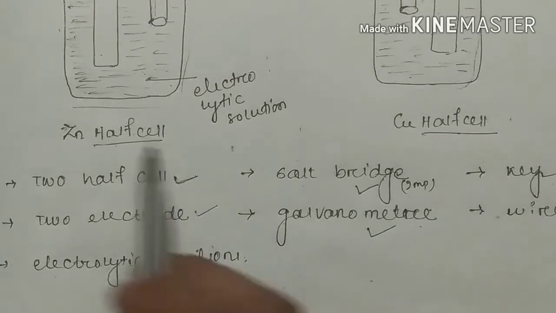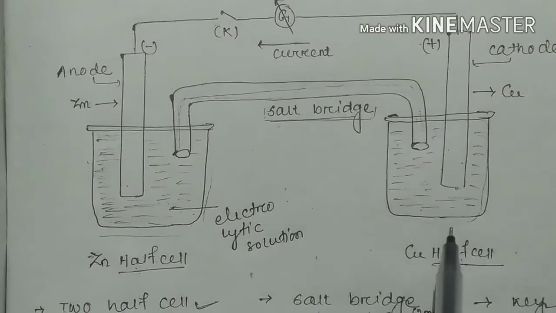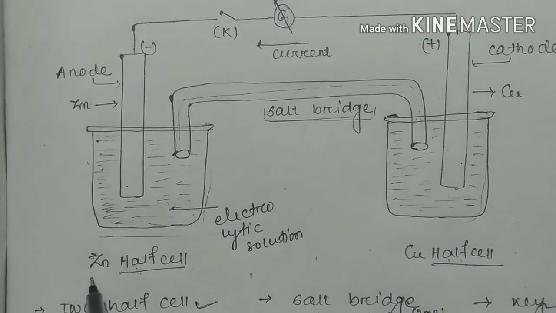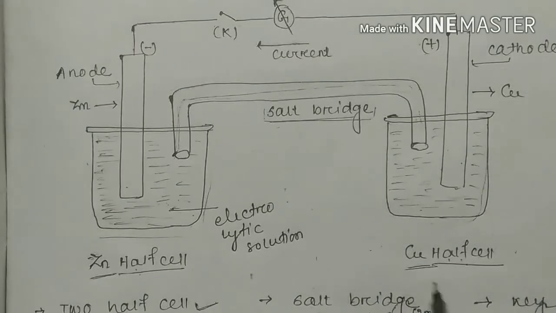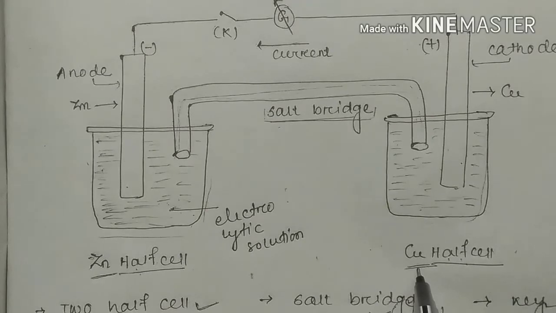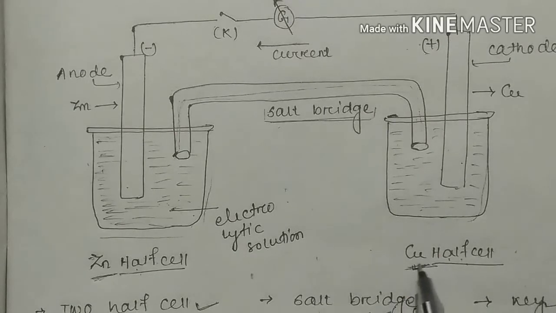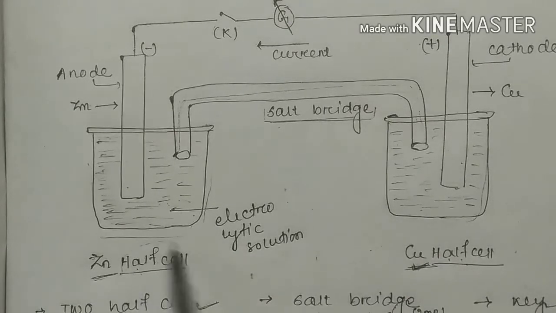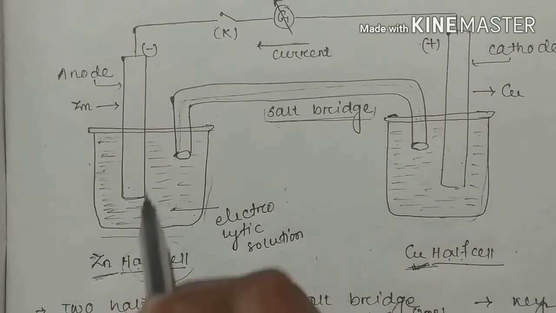So friends, two half cells, what does it mean? Just have a look once again. These are the two half cells. I have written that this is the zinc half cell and this is the copper half cell. So what does it mean? I have specified that it is a zinc half cell and it is a copper half cell. It means the half cell which contains the electrode of zinc metal.